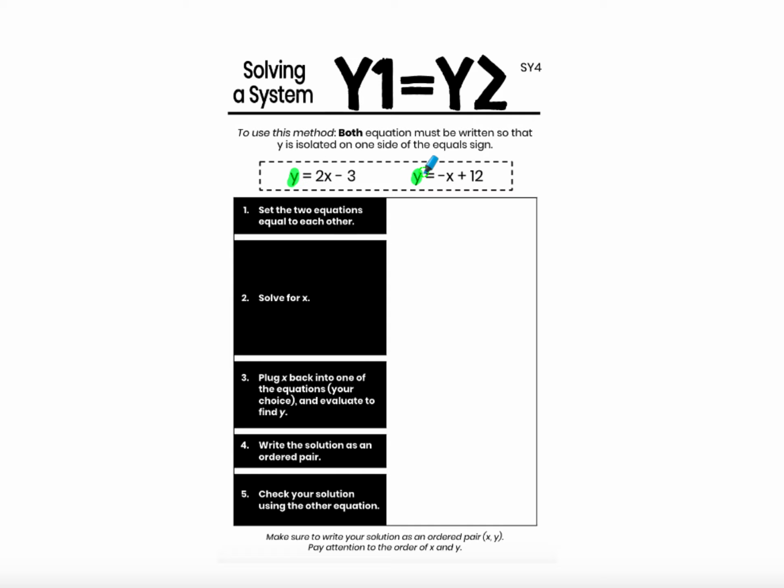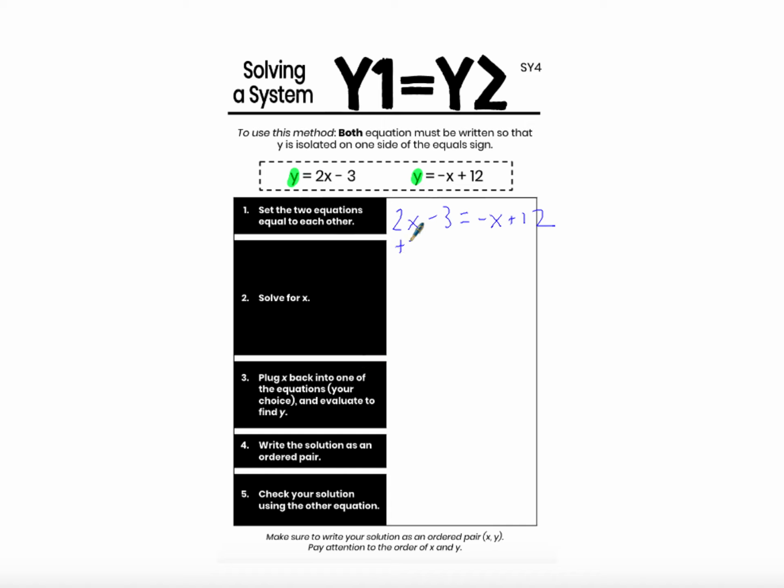But at the solution, the x and the y will be the same. So since the y's are the same, and since y equals 2x minus 3 for the first equation and y equals negative x plus 12 for the second equation, we can go ahead and set these two equations equal to each other. Or more precisely, we can set the right-hand side expression of both equations equal to each other. 2x minus 3 equals negative x plus 12. Again, this is possible because at the solution, the y values will be the same.